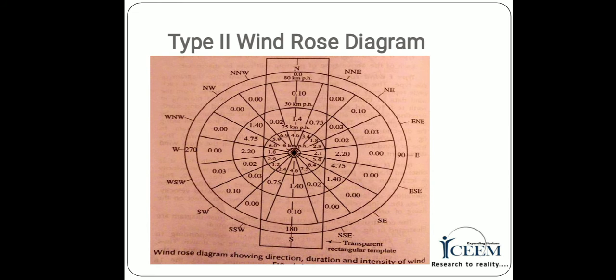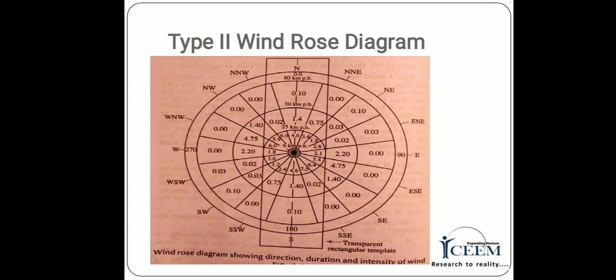Second type of wind rose diagram, in which it is observed that the percentage of time during which the wind velocity is less than 6 km per hour works out to be 100 minus 88, that is 12.